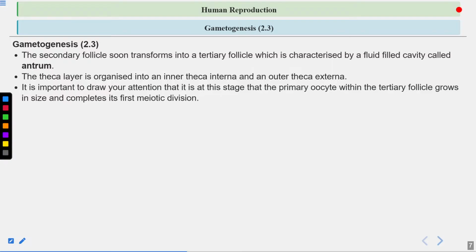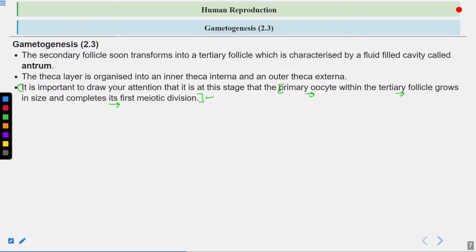Now this line is very important here. It is important to draw your attention that it is at this stage that the primary oocyte within the tertiary follicle grows in size and completes its first meiotic division. So what does this mean? Primary oocyte is present in these follicles. Primary oocyte was present in primary follicle also, secondary follicle also, and tertiary follicle also. Now when the tertiary follicle forms, then what happens? This primary oocyte, which is present within the tertiary follicle, will complete its first meiotic division.